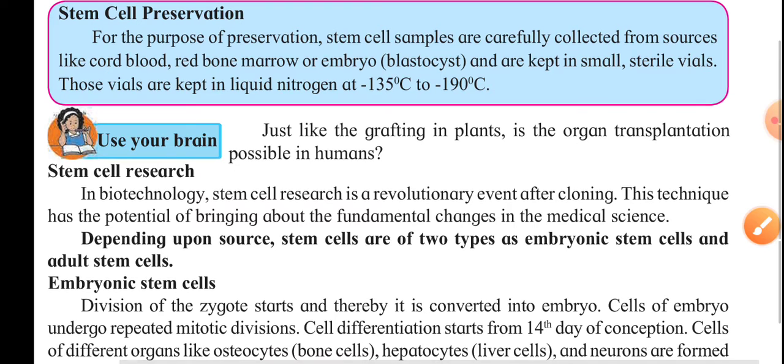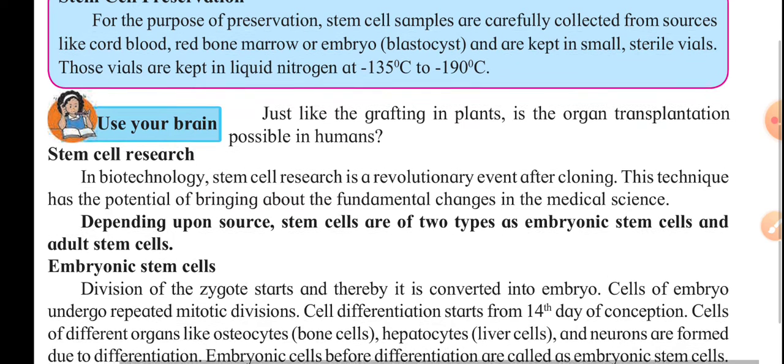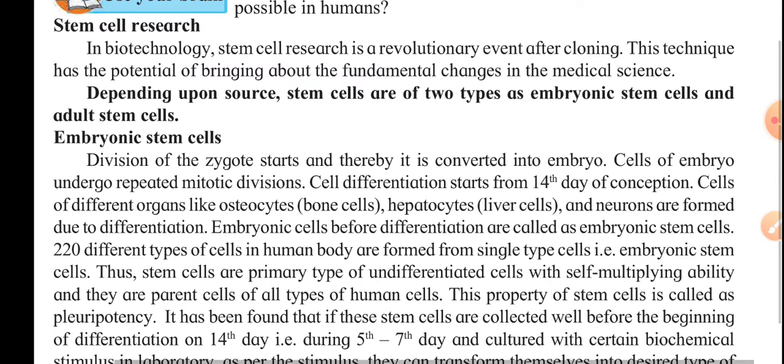Further is stem cell preservation. For the purpose of preservation, stem cell samples are carefully collected from sources like cord blood, red bone marrow, or embryo, that is a blastocyst, and are kept in small sterile vials. Those vials are kept in liquid nitrogen at minus 135 degrees Celsius to minus 190 degrees Celsius, means they are preserving it.